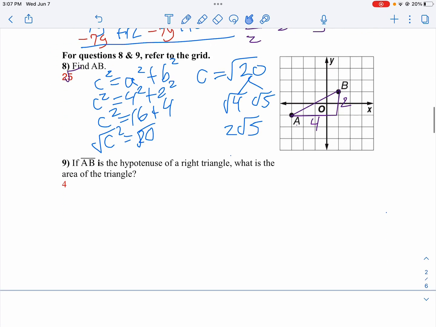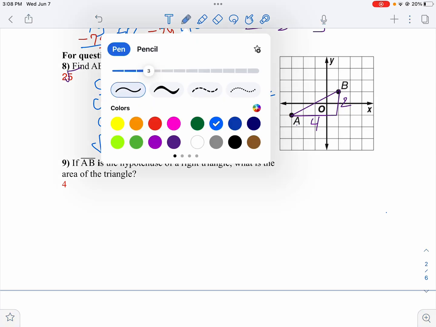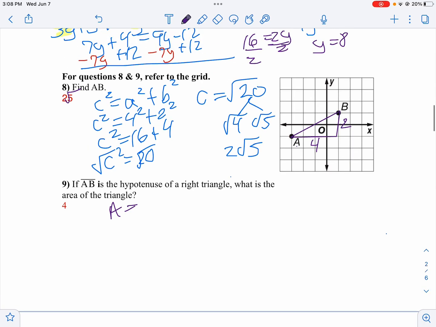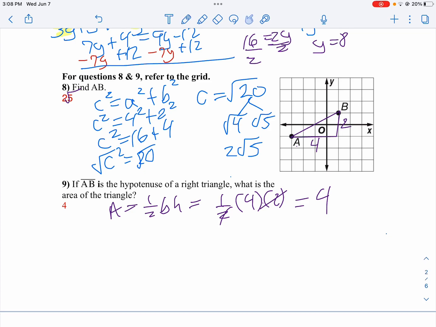And if AB is my hypotenuse, I want to find the area of my triangle. Well, the area of my triangle is 1/2 base times height. So I'll take 1/2 times 4 times 2. Notice my 2 is reduced. My area is 4. There were no units in that problem, so we can just leave it just like it is.